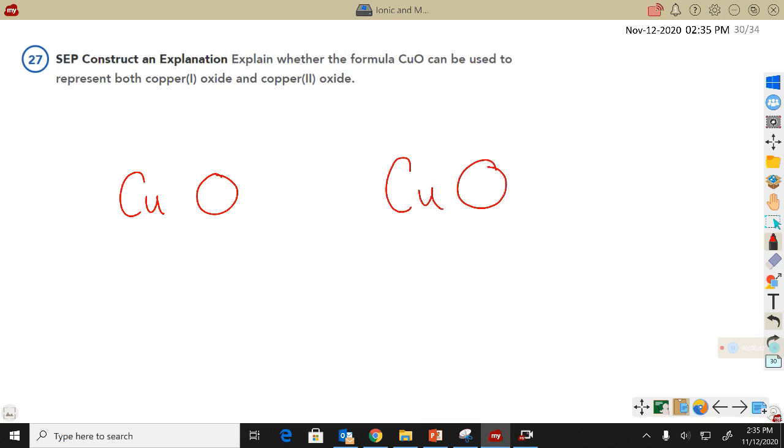Copper Roman numeral 1 means +1. Oxygen's charge I can find on a periodic table. I just got to look it up. I've got it marked in on my periodic table at the back of the book, right? Oxygen is -2 for life.